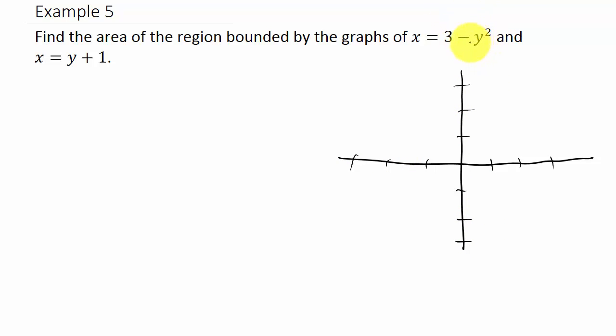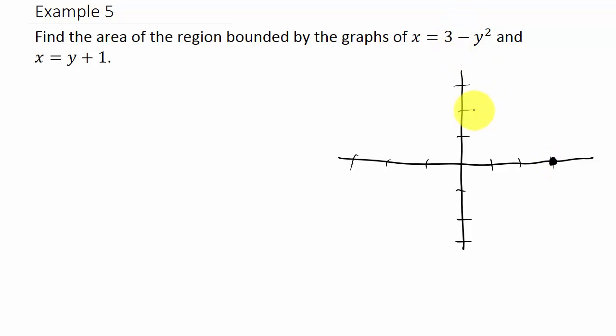Well, this is a parabola, and when the x is squared, the parabola is either going to open up or down. When the y is squared, it's going to open to the right or to the left. If the number in front of y squared is positive, it's going to open to the right. If it's negative, it's going to open to the left. And you can see if we plug 0 in for y, x would be 3, so there's the point 3, 0.